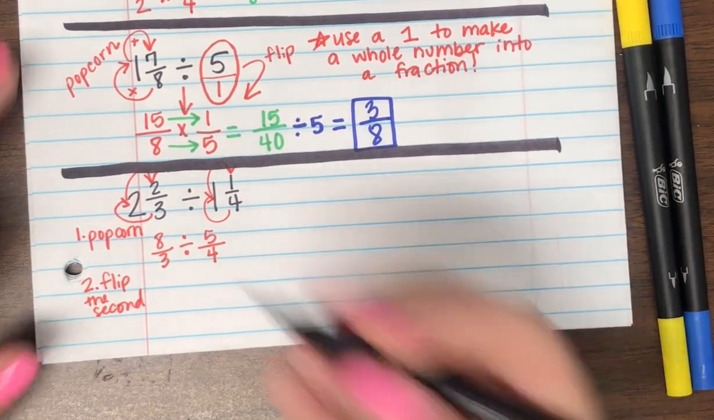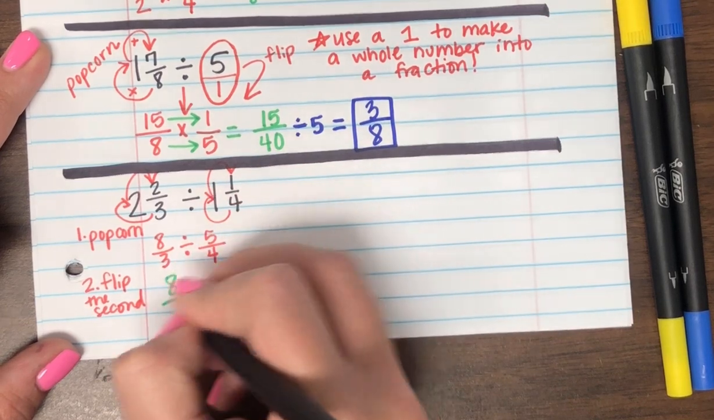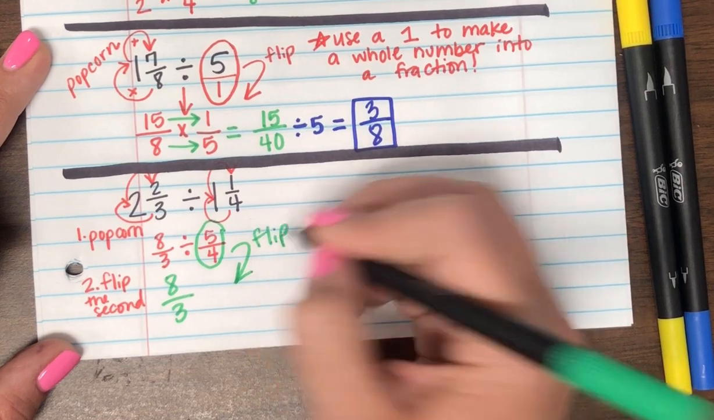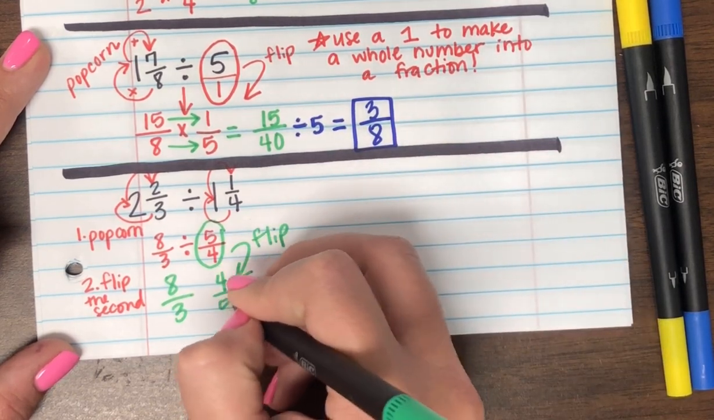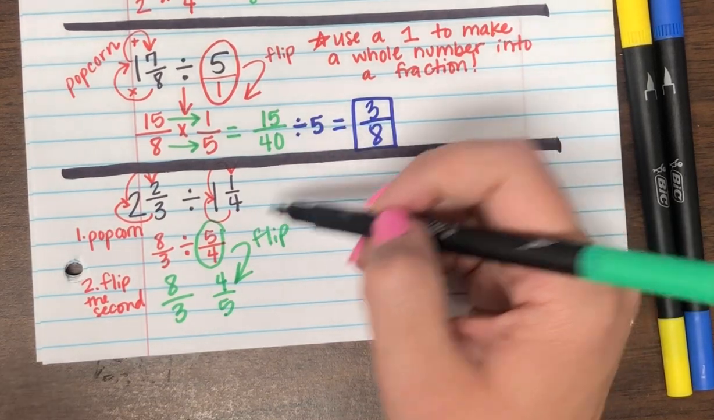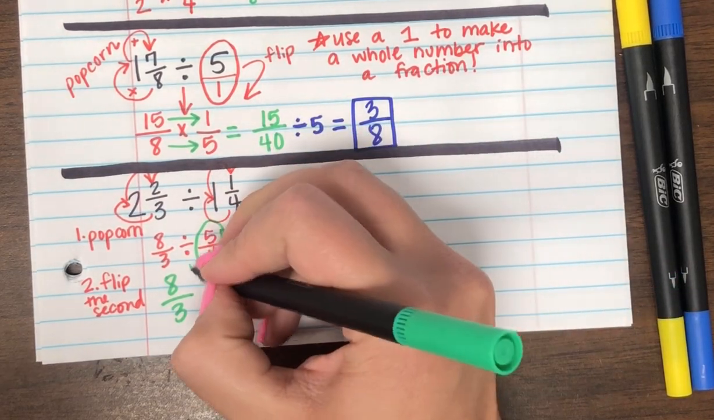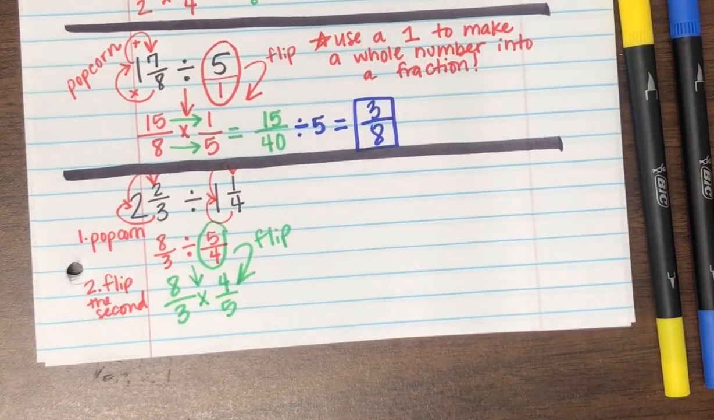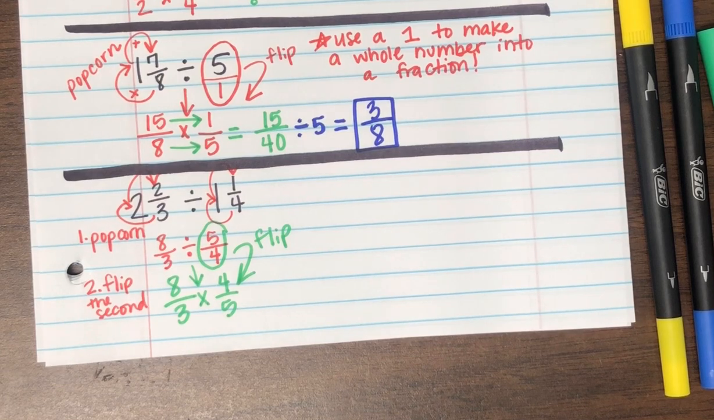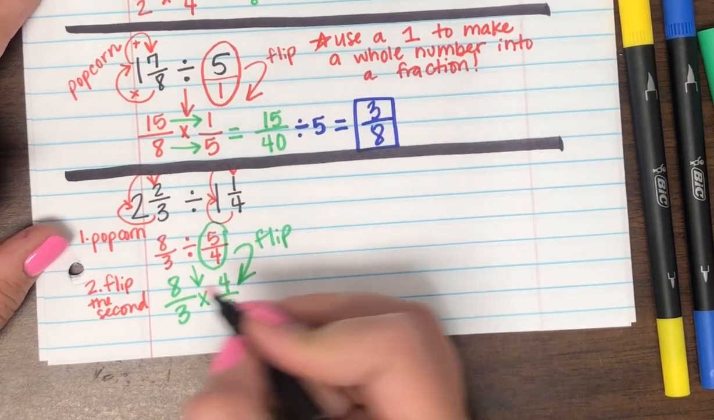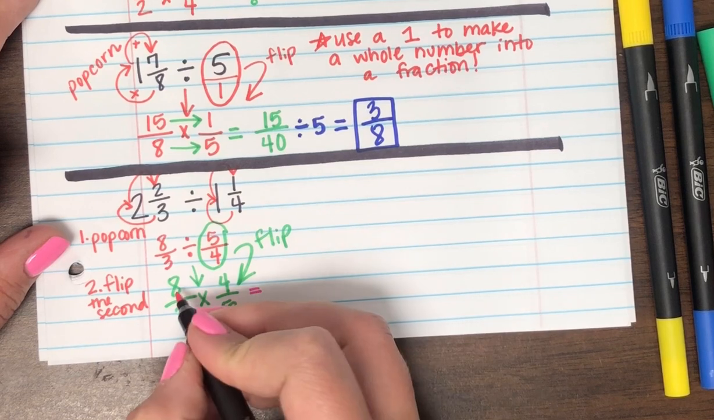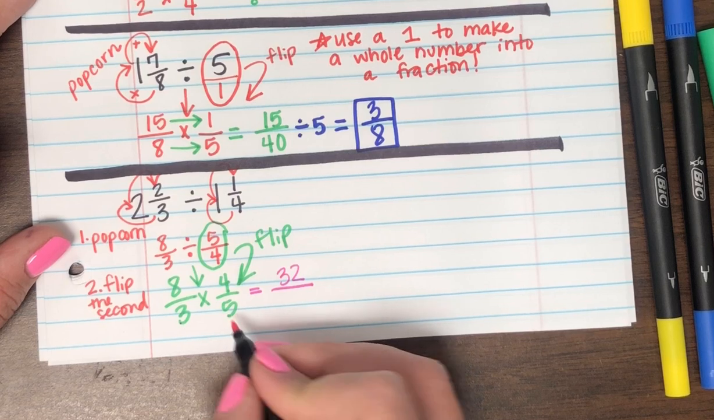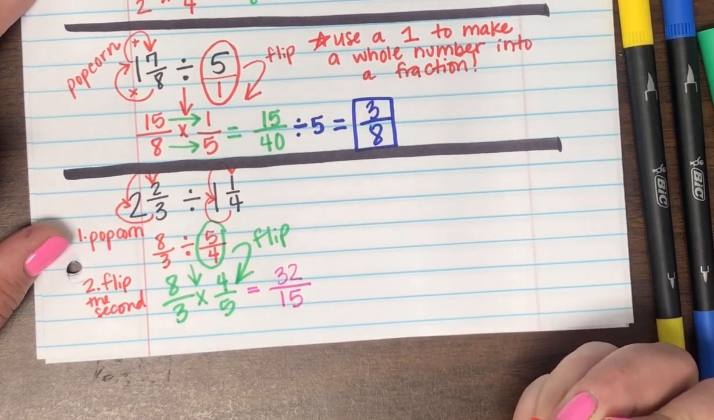So step number 2, 8/3 stays the same. 5 over 4 would flip. So that would be 4 over 5. So to divide fractions, don't ask why, just flip the second and multiply. Awesome. And now again, we can kind of come back to that multiplication rhyme. To multiply fractions, you know you've got them. It's top times top. So 8 times 4 is 32. And bottom times bottom, 3 times 5 is 15.